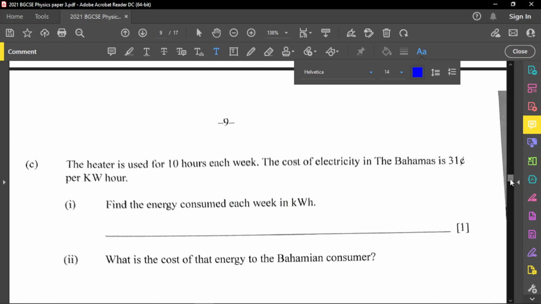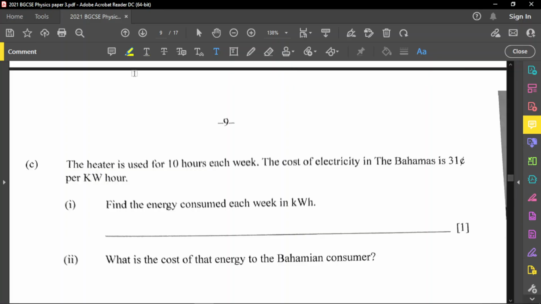So for part C of this question, we say that the heater is used for 10 hours. So let's make a note of this. I just like to make sure I highlight all of these important information. So for each week, the heater is used for 10 hours. And the cost of electricity here in the Bahamas is 31 cents per kilowatt hour. It said find the energy consumed each week.